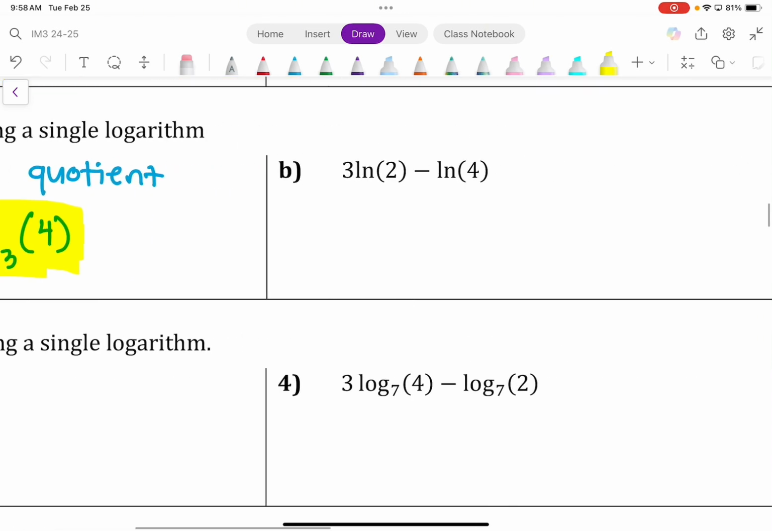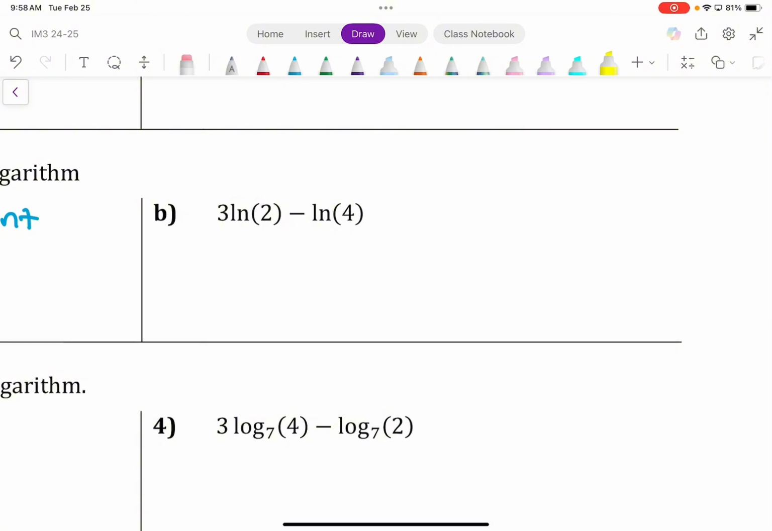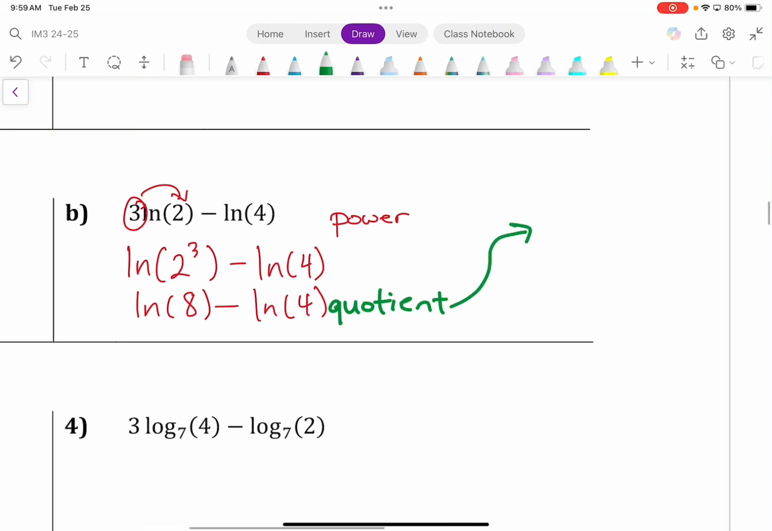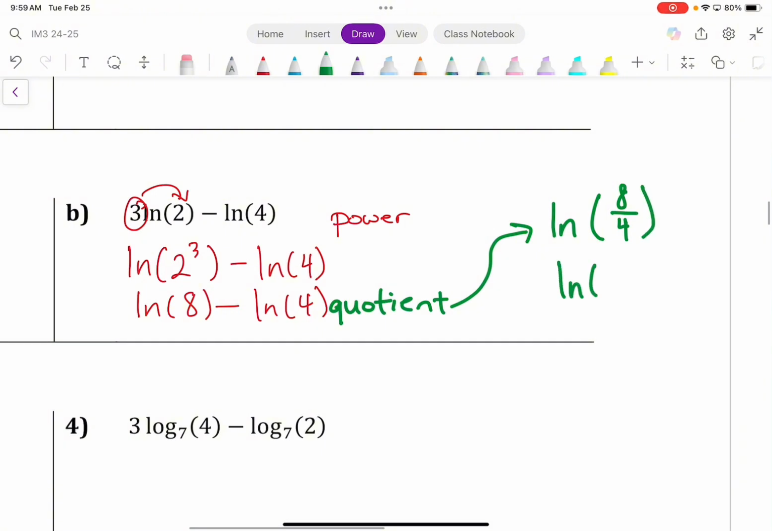Now, when we look at 3 ln 2 minus ln 4, here we can't just go directly into quotient rule. We have to do the power rule first. So this is power rule first because of this 3. We'll throw that 3 back into the input. Ln of 2 cubed minus ln of 4. So ln of 2 cubed will be ln of 8 minus ln of 4. And it's at this point that we can actually use the quotient rule. So we can rewrite this as ln of 8 over 4, which will equal ln of 2.